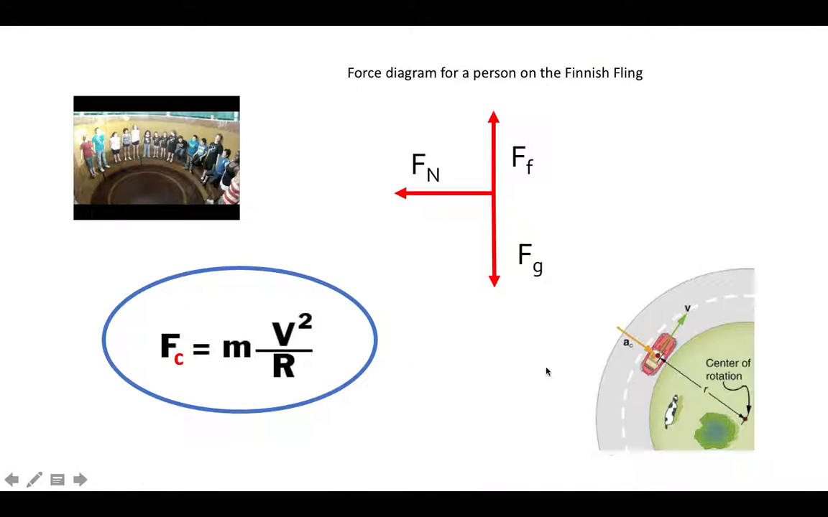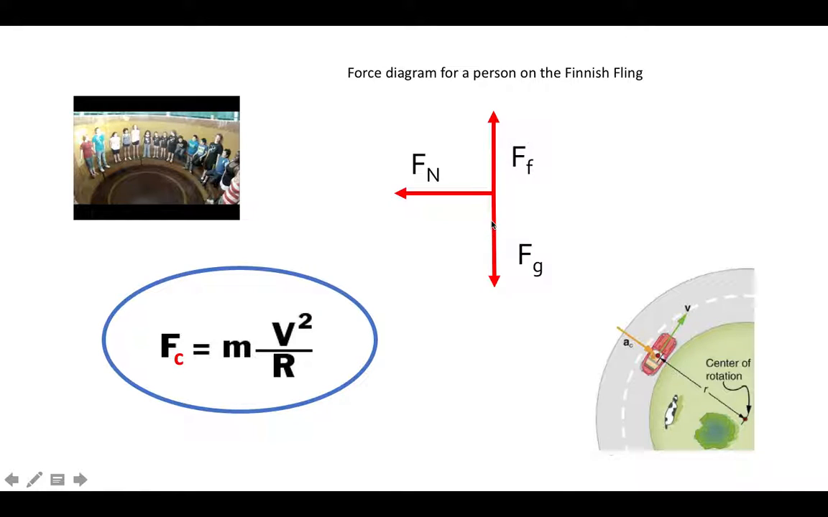Next one, this is the Finish Fling, and this is one I want you to think about for a minute. You've probably all been on this ride, and it spins around, and when you spin around on it, your back is being pressed up against the edge of the wall, the spinning wall. So let's assume that you're this little guy right here, the one I'm kind of touching with my cursor. Let's imagine this is the force diagram for him, and this is his back against the wall.